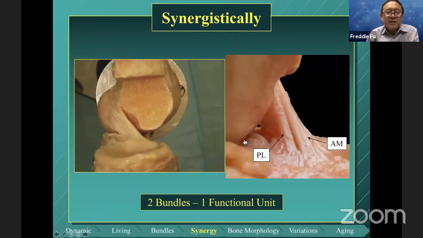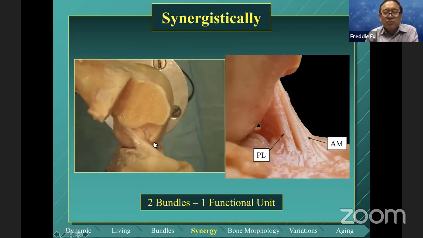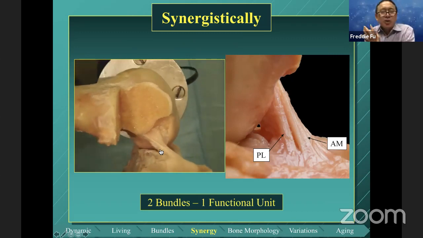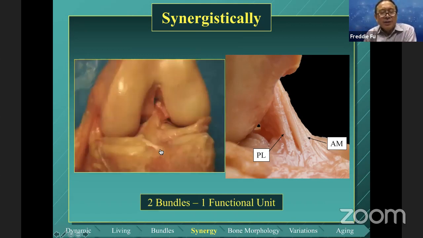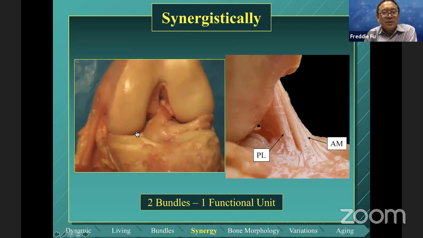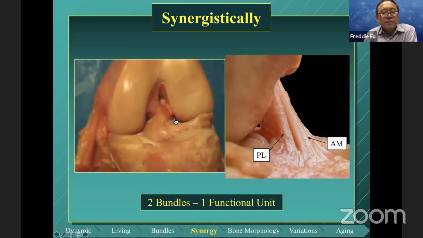Now this is the ACL. I did this a long time ago too. This is the AM bundle, PL. Now what is important about this PL bundle? It doesn't control rotation. The PL bundle actually allows rotation when it relaxes at 90 degrees. And the rotation depends on the bony morphology.